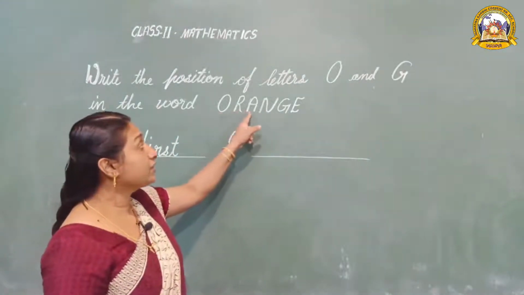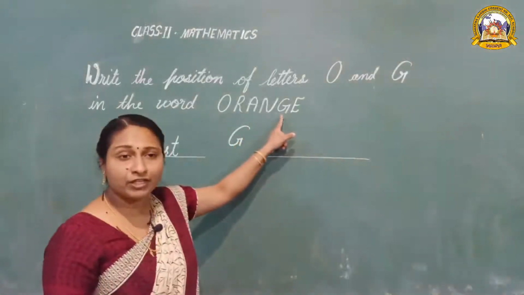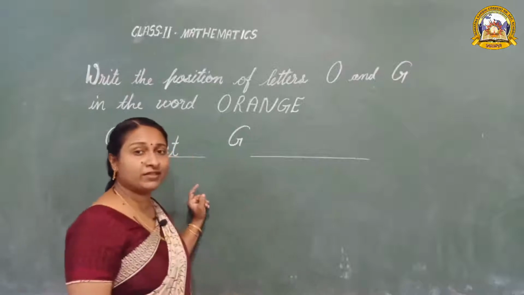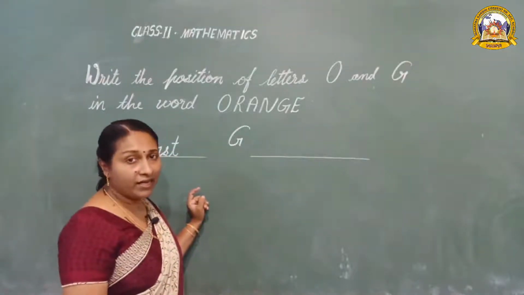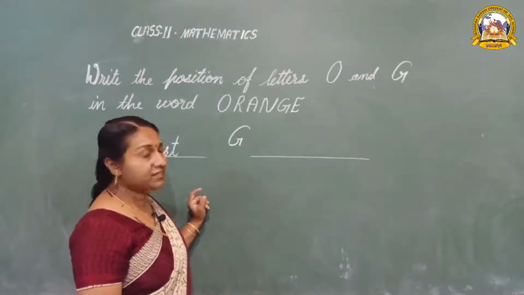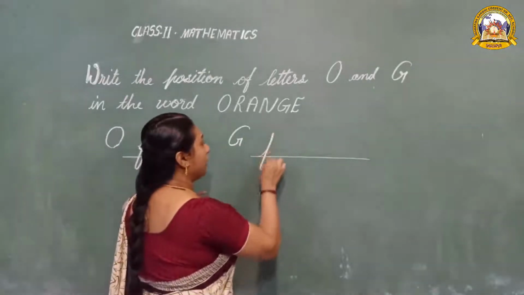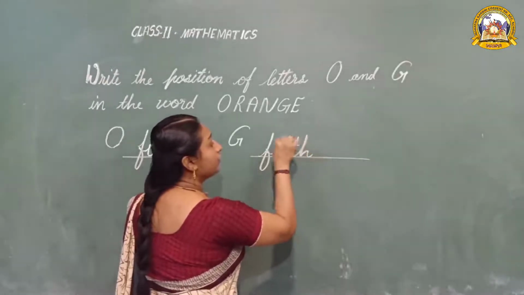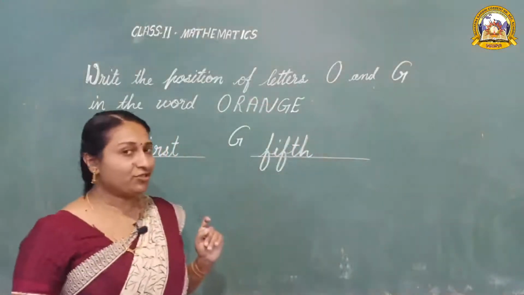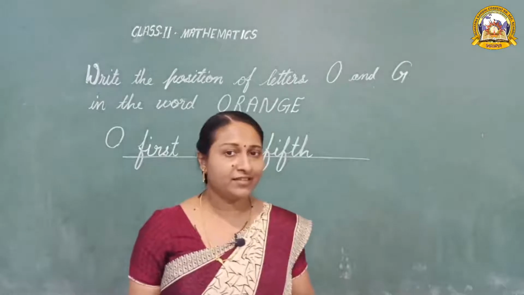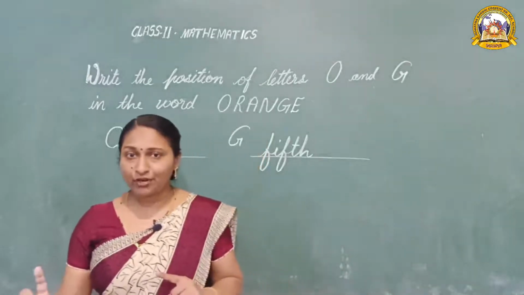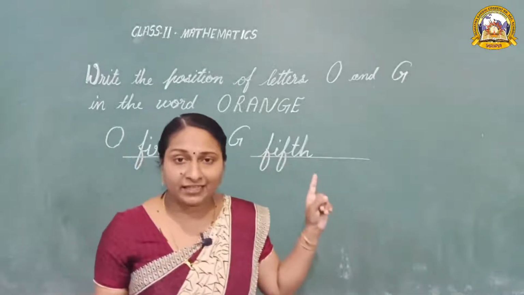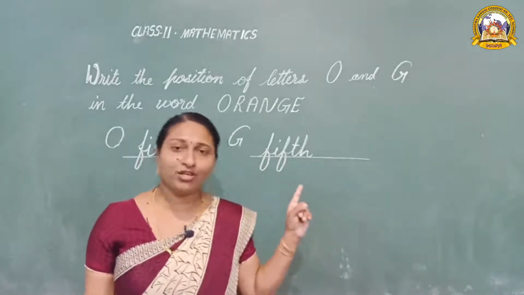First, second, third, fourth, fifth. The position of G is fifth. Spelling of fifth: F-I-F-T-H. Fifth. Very good. Children, today you should do one thing. You have to write the spelling of first to 10th. Can you do? Yes, today you should do that.